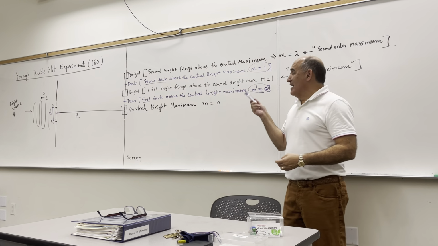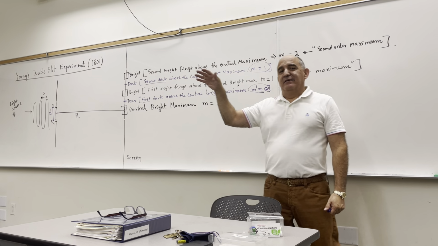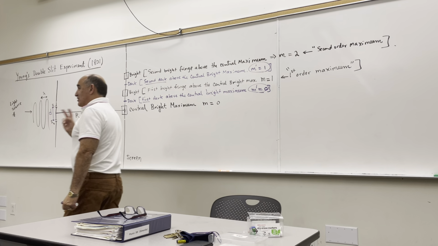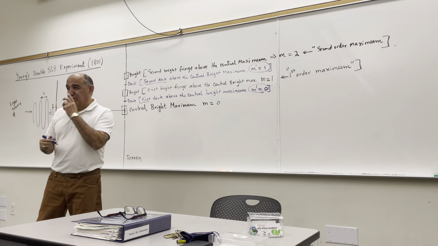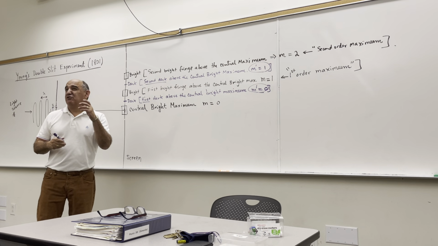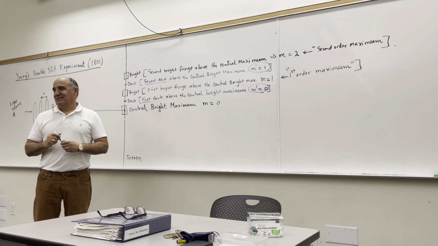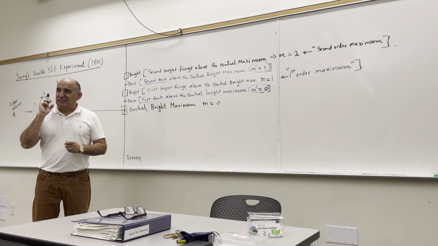So with the bright spots, if they say the 40th order, M is 40. If they say the 17th order maximum, M is 17. But with the dark ones, they're not going to call it the order, but they're going to say like, the 10th dark above the central bright maximum, M prime is 9. The 5th dark spot above the central bright maximum, M prime is 4.